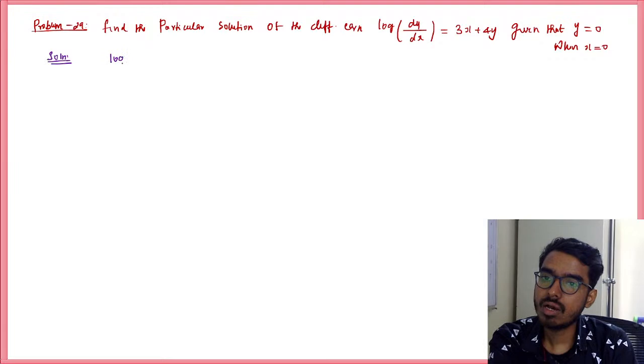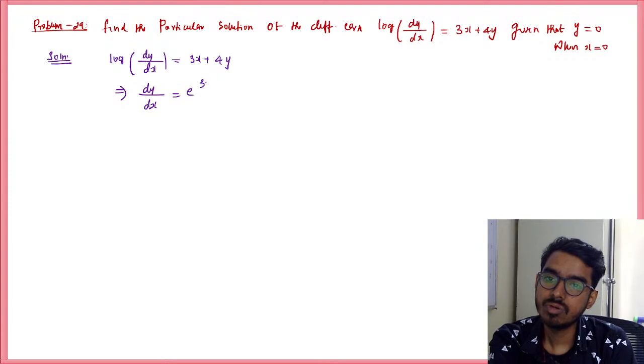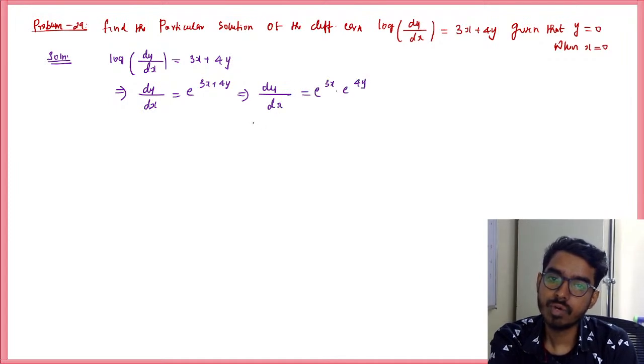So we have log of dy by dx is equal to 3x plus 4y. You take e on both sides. So that means dy by dx is equal to e power 3x plus 4y. Right? So therefore we have dy by dx is equal to e power 3x into e power 4y. So we have dy divided by e power 4y equals e power 3x dx, right?